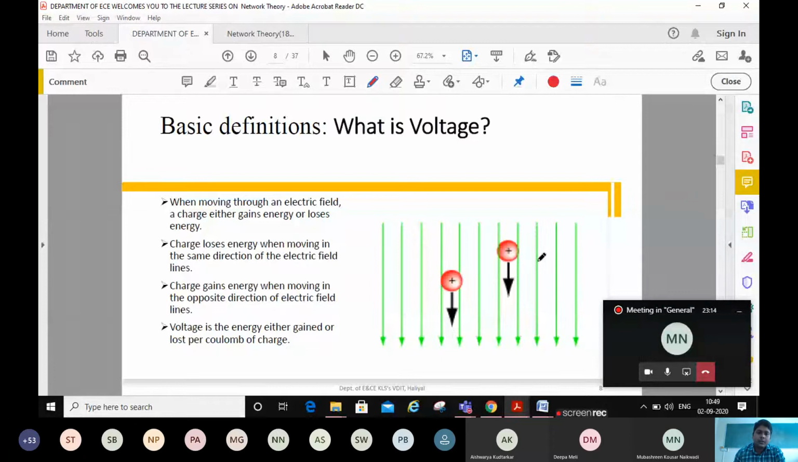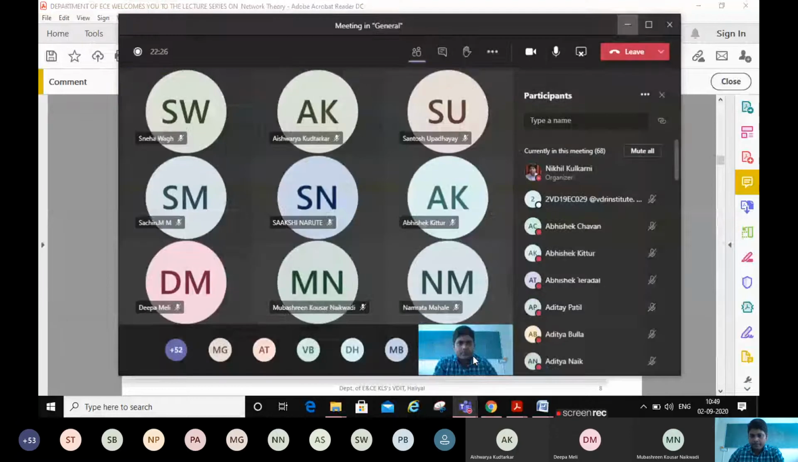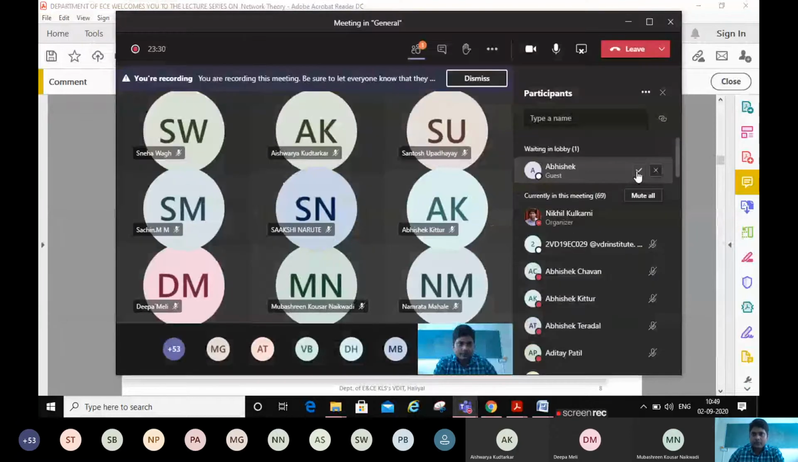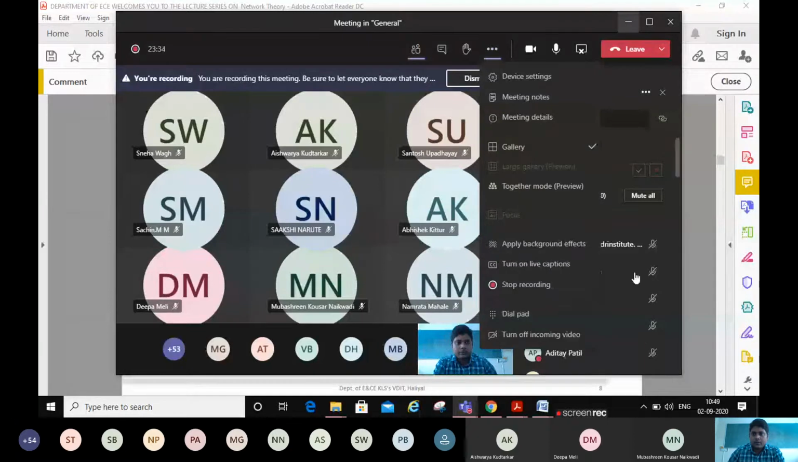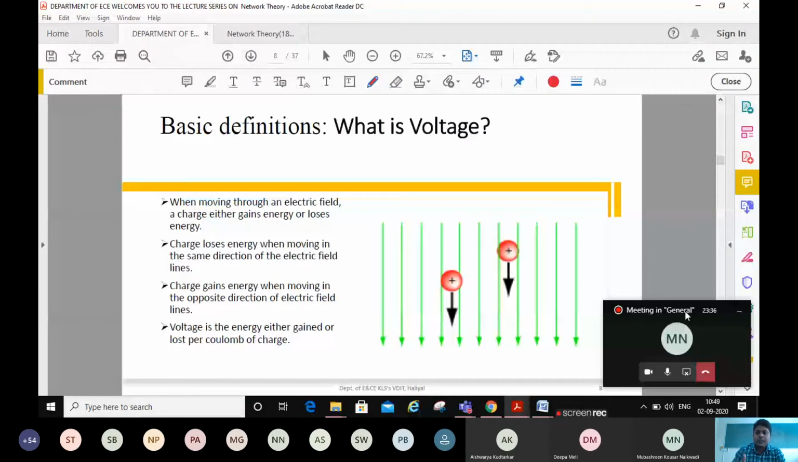One thing you need to remember here: if the direction of the electric field lines, that is the green lines, and the direction of the flow of charges are the same, then we say that in such a case the charges, these things that you are seeing here, will lose energy because they are not imparting any energy to travel, right?